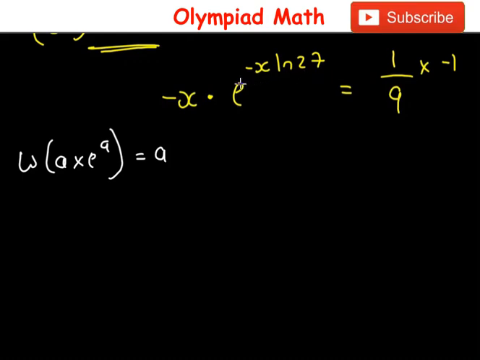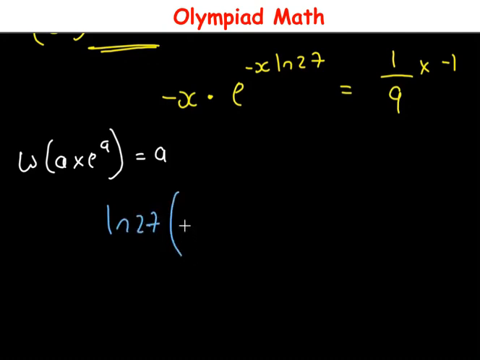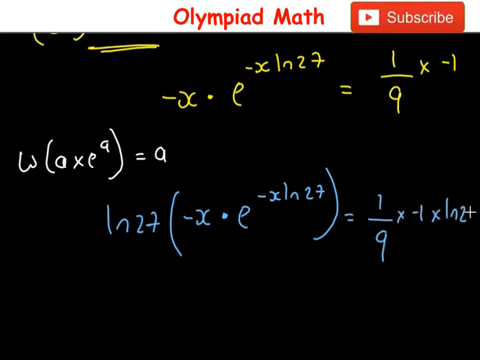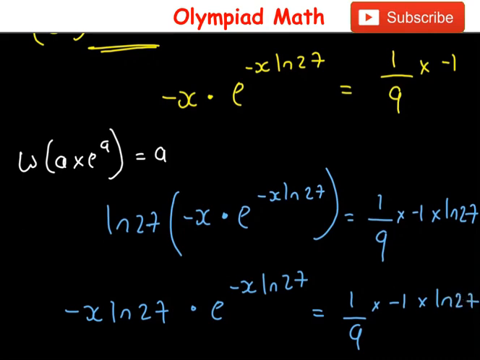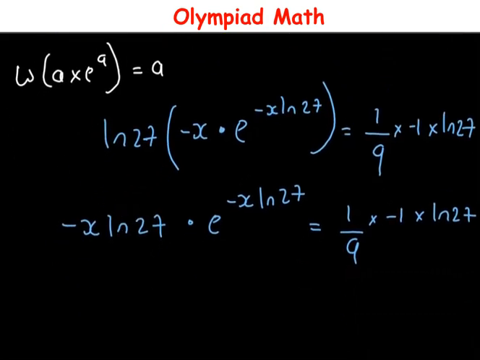So to do so, multiply this equation with ln 27. This then becomes ln 27 multiplied by minus x times e raised to power minus x ln 27, and this equals 1 over 9 times minus 1 times ln 27. Multiplying this, we have minus x ln 27 times e raised to power minus x ln 27 equals 1 over 9 times minus 1 times ln 27. At this junction, we can make use of the Lambert-W function on the left-hand side of the equation.